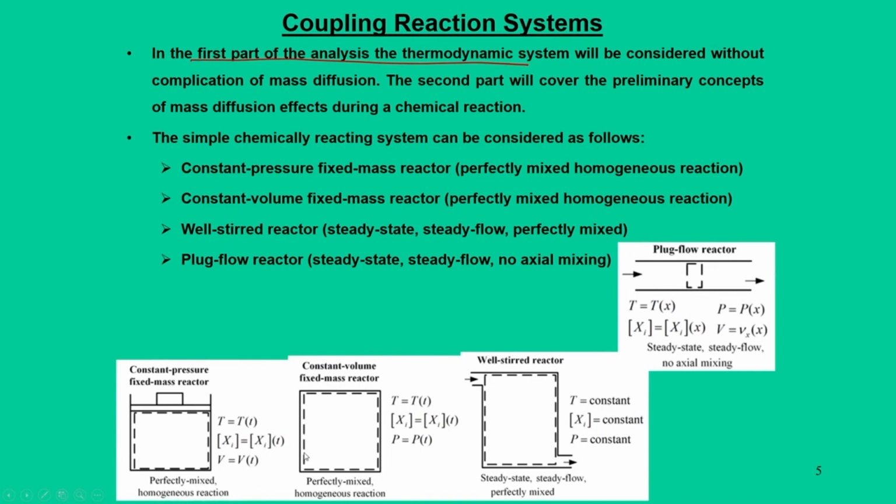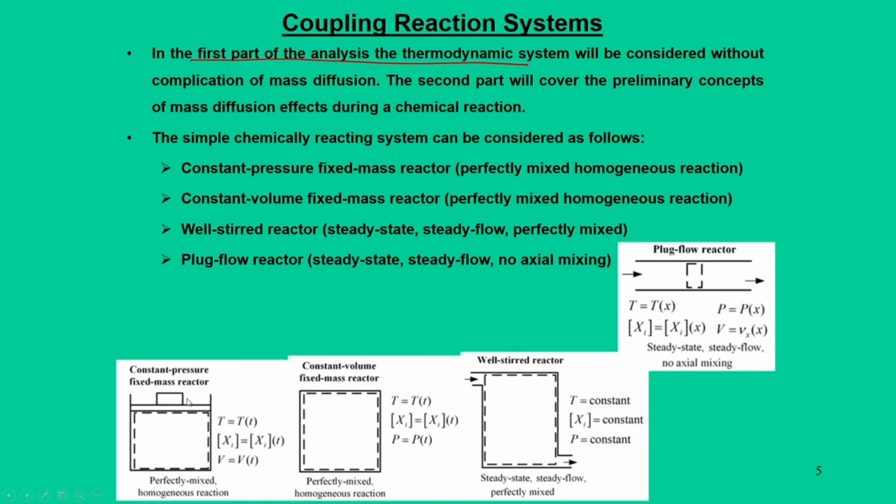Another type of situation can be modeled, where instead of fixed mass we have a fixed volume system, but in these fixed volume systems the pressure can vary with time. So as the reactions evolve, the pressure can vary with time. But when we say constant pressure reactor, volume can change but mass remains the same. Another model is the well stirred reactor.